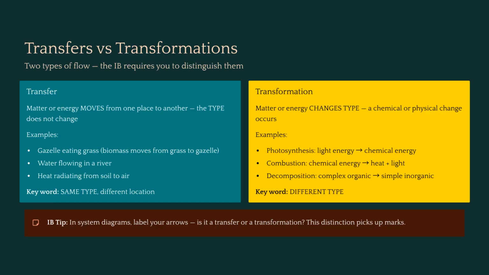Transfer: matter or energy moves location, stays the same type. Gazelle eats grass. Biomass transfers. Water flows down river. Still water. Transformation: type changes. Photosynthesis converts light to chemical energy. Combustion converts chemical to heat and light. On system diagrams, label your arrows. Transfer or transformation. Gets you marks every time.